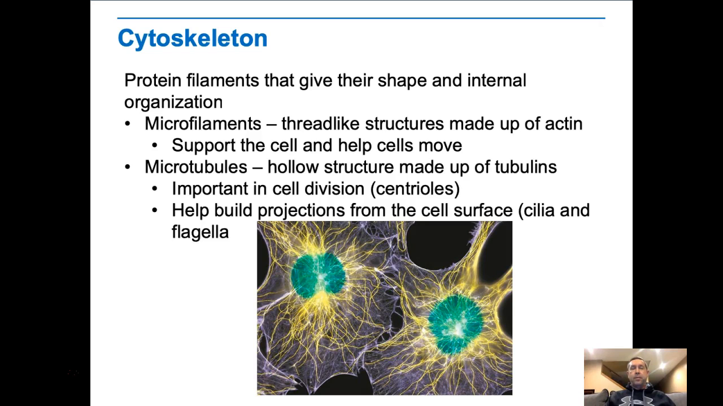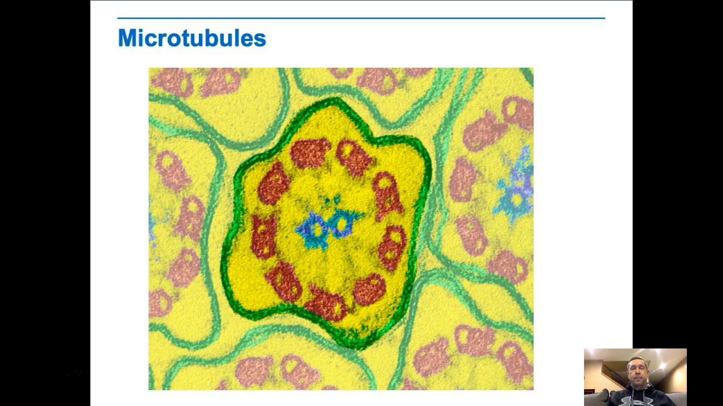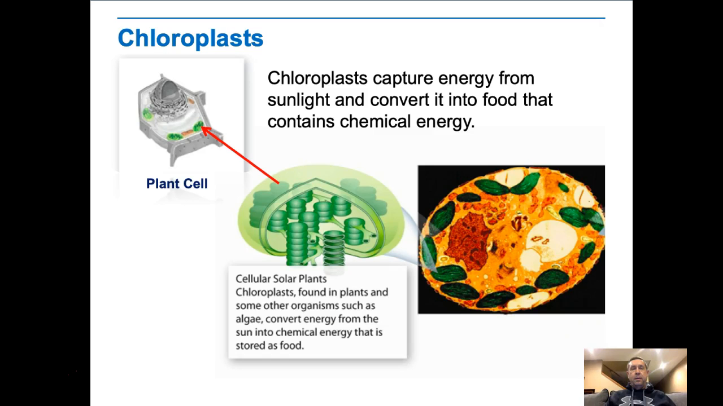Then there are the microtubules, hollow structures made of another protein called tubulin. They make up structures called centrioles that are only found in animal cells and form part of the spindle apparatus. We'll talk more about that when we talk about cell division later on. They also help build the various projections from the cell surface, which help with movement of materials across the surface as well as moving the cell: the cilia and flagella.